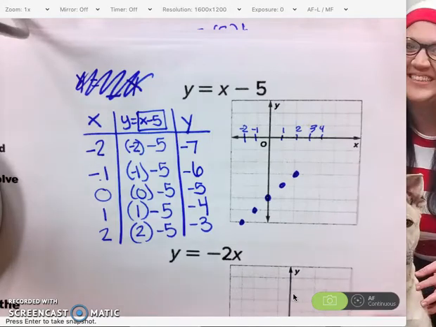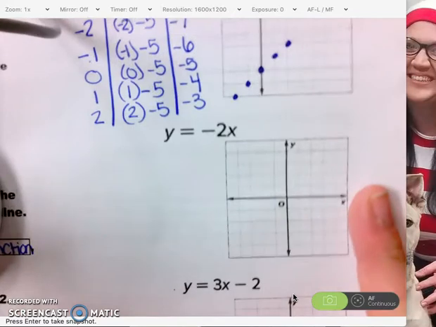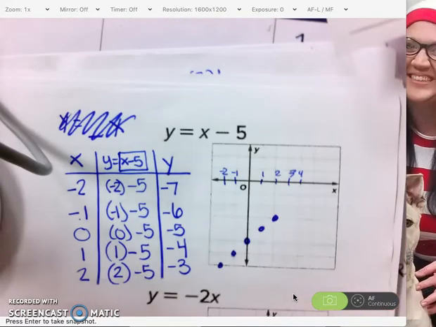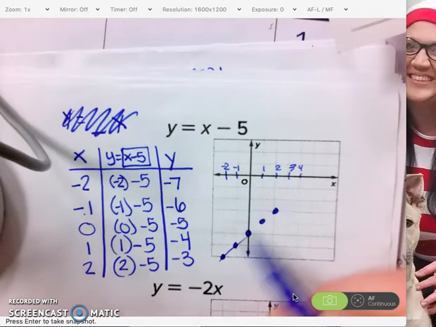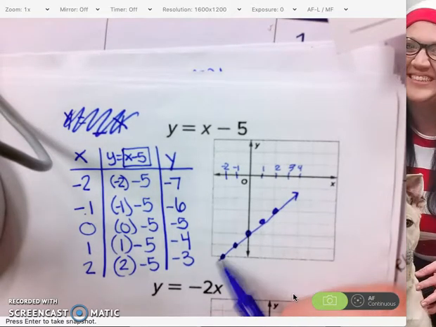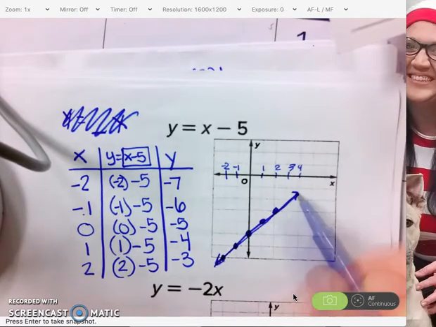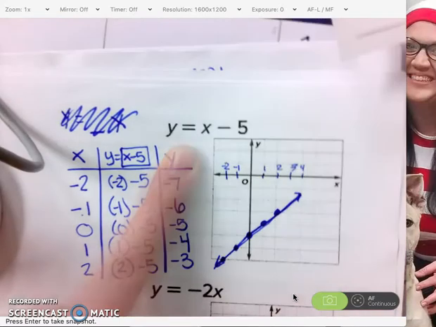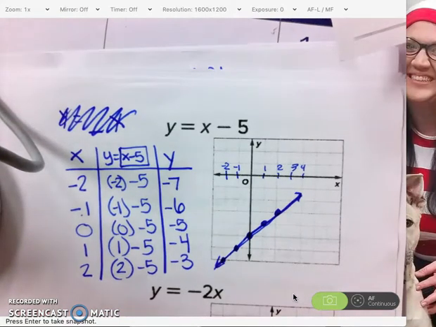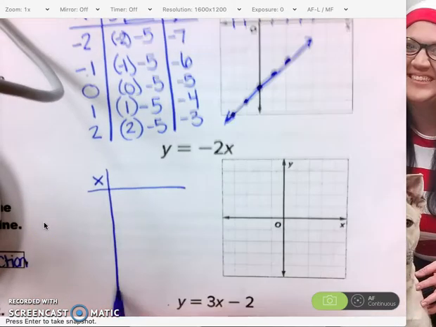All right, the next one. Oh, I did forget one thing. I want to connect them with a line, because if it's just a function, if it's just an equation, I want to connect them with a line. Okay, so I'm going to pause it.